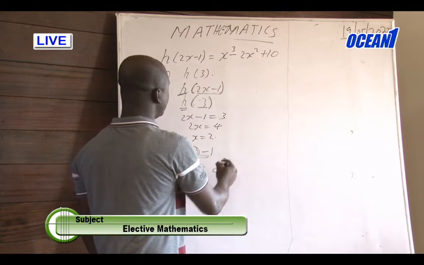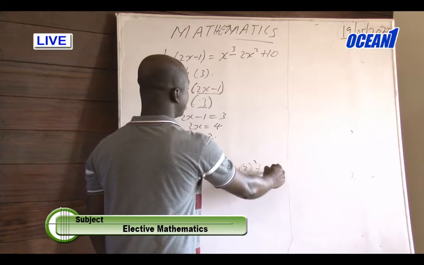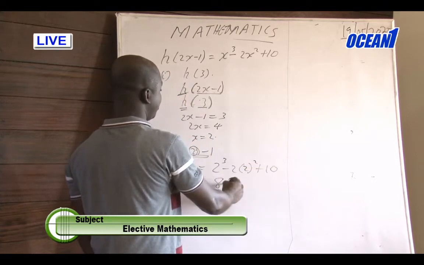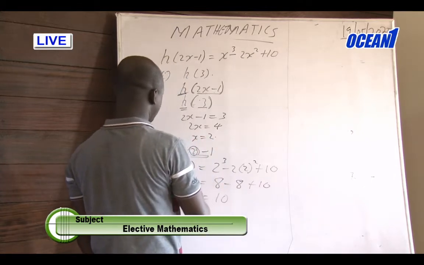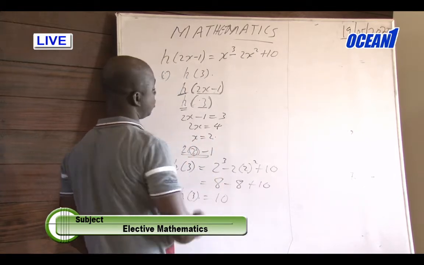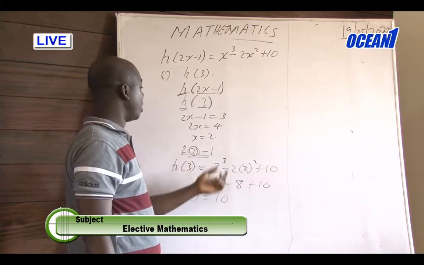2 exponent 3 minus 2, 2 exponent 2 plus 1, which will give us 8 minus 8 plus 10. And that is equal to 8. Take note of this kind of work, where you have 3 here, where you are putting 2.